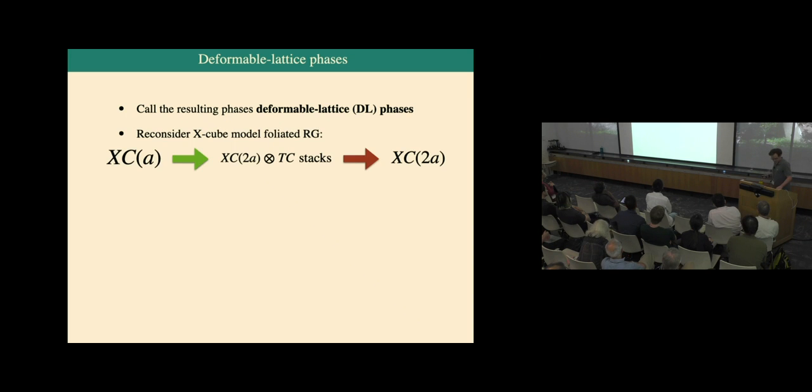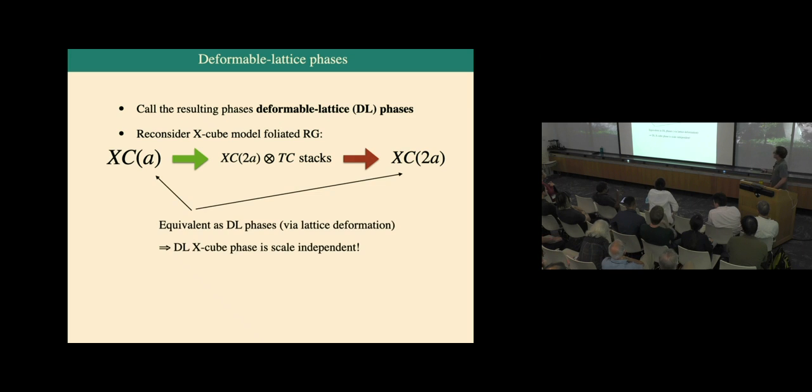And let's reconsider the foliated RG for the X-cube model in that light. Here's kind of a diagram of it. So now it's just obvious that X-cube of A and X-cube of 2A are equivalent as DL phases by this lattice deformation. And so again, the deformable lattice X-cube phase is scale independent.